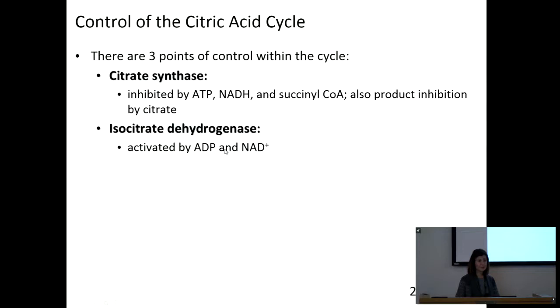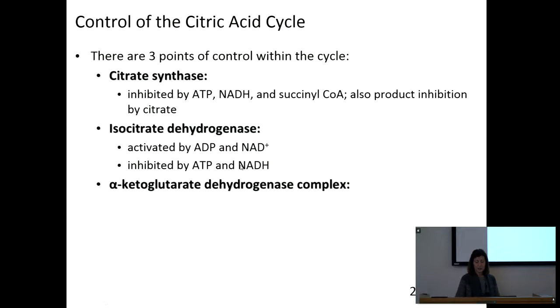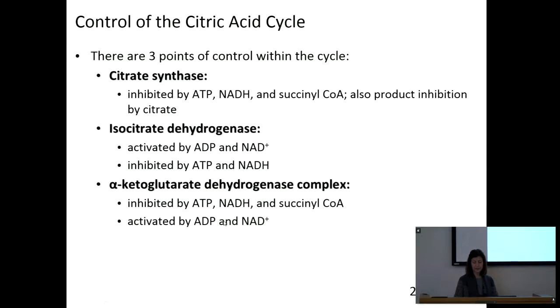ADP and NAD+ are, as we found out from last quiz, molecules that are indicators of low energy reserves. It's inhibited by high energy reserves, high levels of ATP and NADH. Our alpha-ketoglutarate dehydrogenase complex, which is our second decarboxylation, going from alpha-ketoglutarate to succinyl-CoA, is inhibited by, again, ATP and NADH, and its product, and activated by ADP and NAD+.